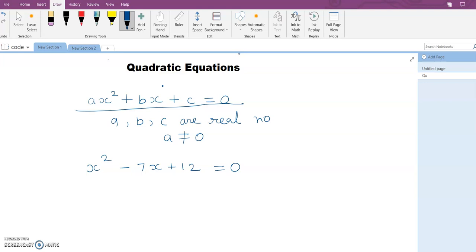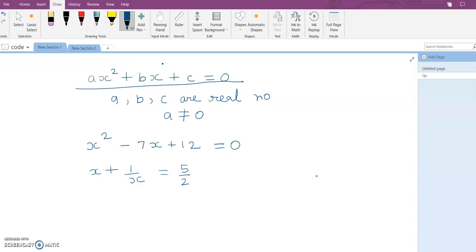Let's take one more example in a fraction form. So x plus 1 upon x equals to 5 by 2. Now it doesn't look like a quadratic equation. So we will solve it first. After solving, you will get 2x square minus 5x plus 2 equals to 0. How we got this? Let's see it here.